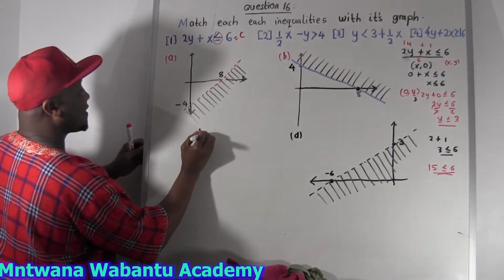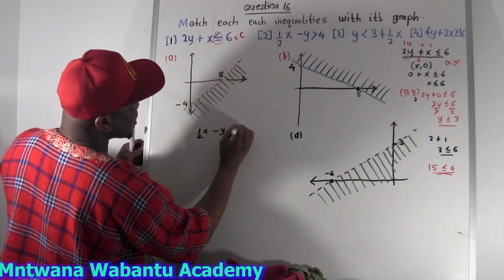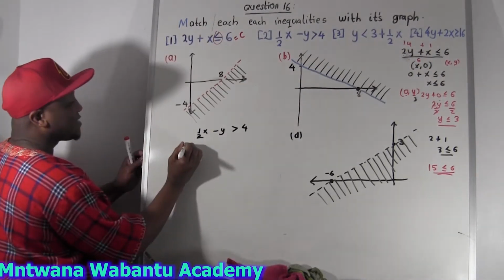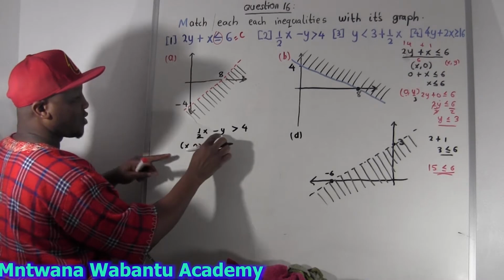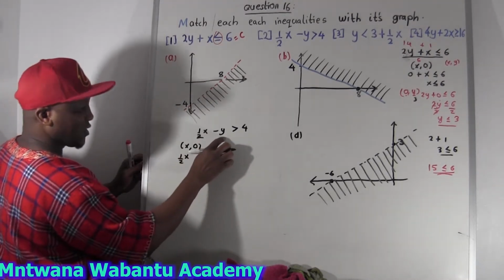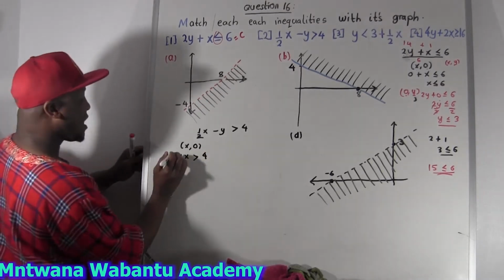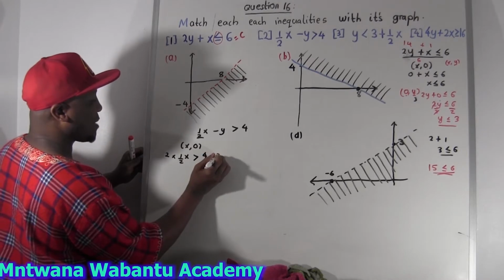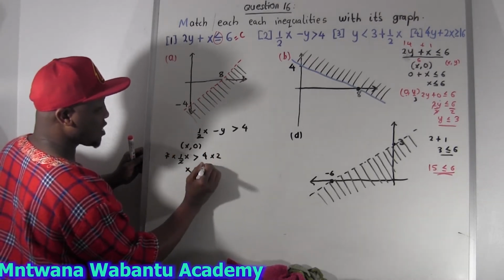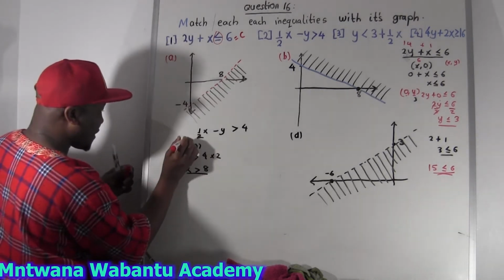So say this is a half x, and then you have minus y greater than 4. Okay, so find the x-intercept. Whenever we find the x-intercept, y equals 0. So we're going to have a half x minus 0 greater than 4. We want to get x. How are we going to get x? Multiply by 2 throughout. This and this cancel. So x greater than 4 times 2 equals 8. So the x-intercept equals 8.